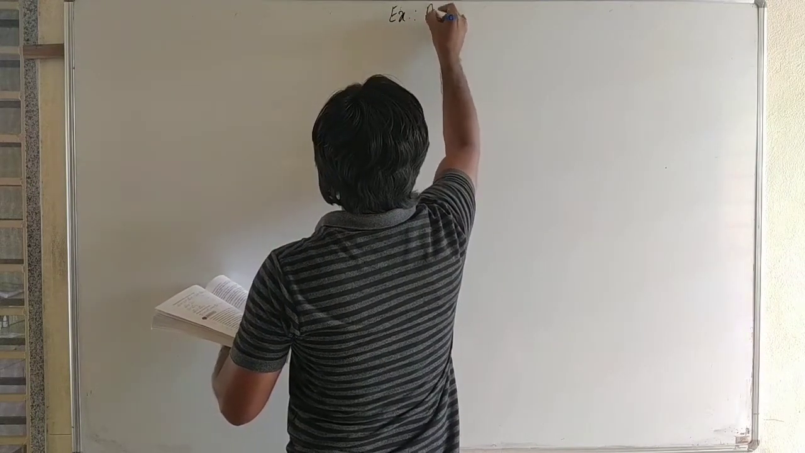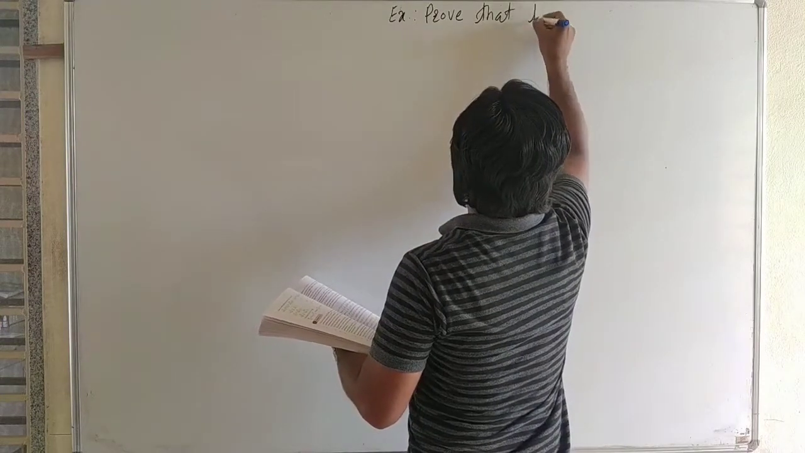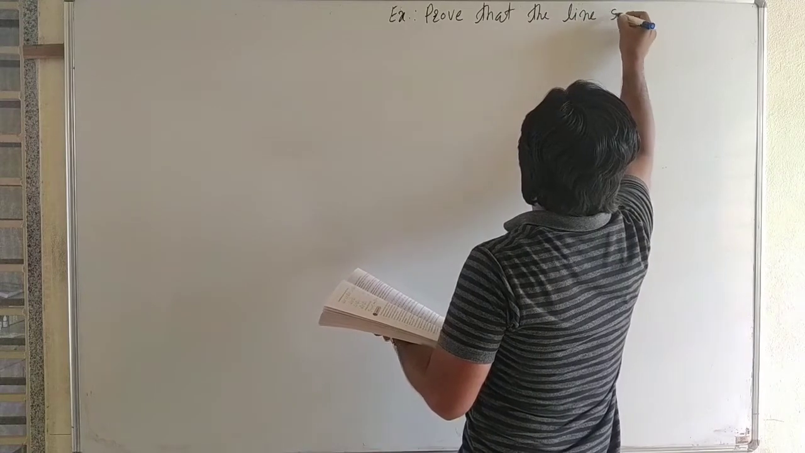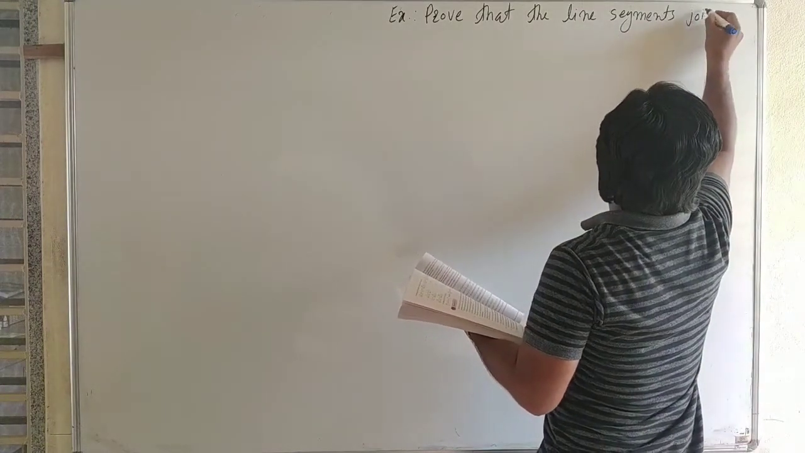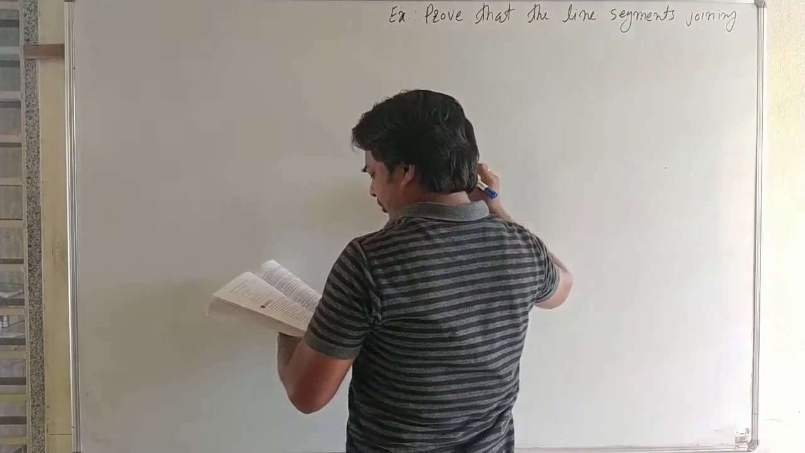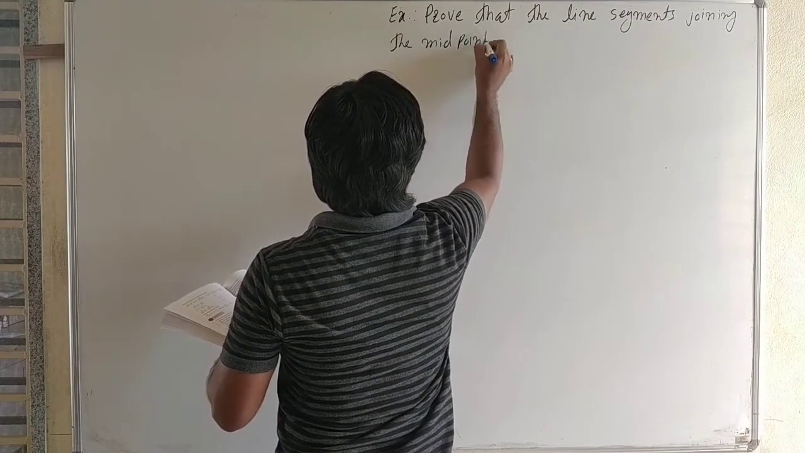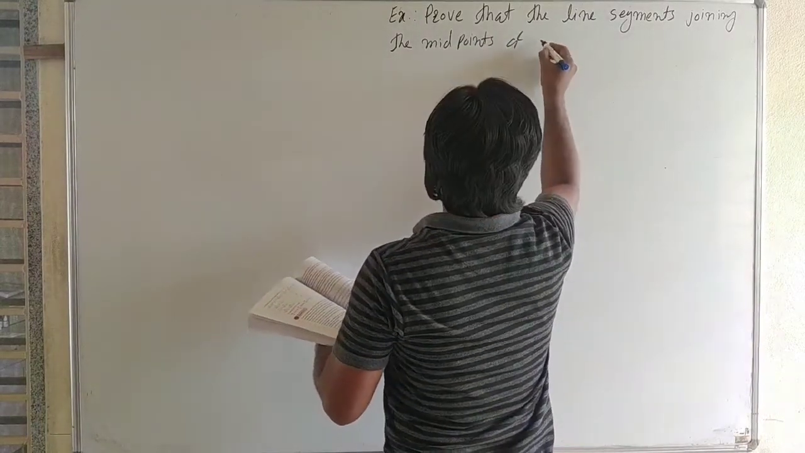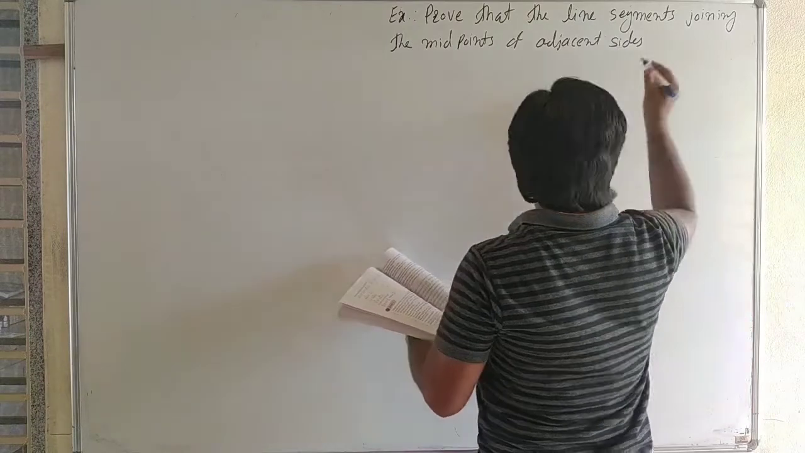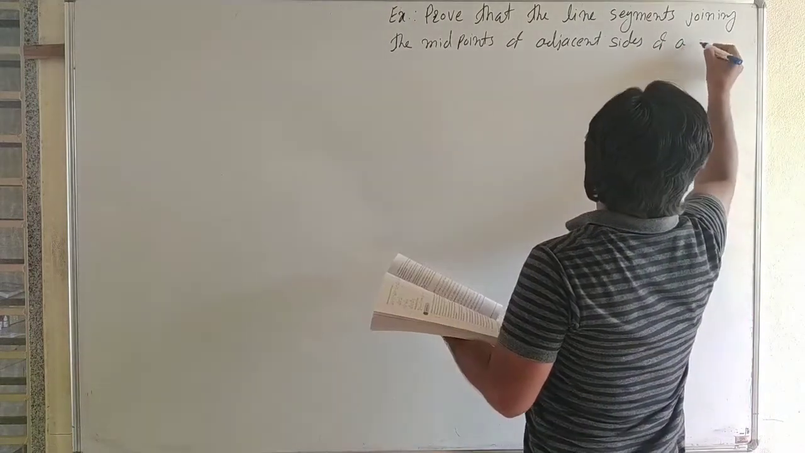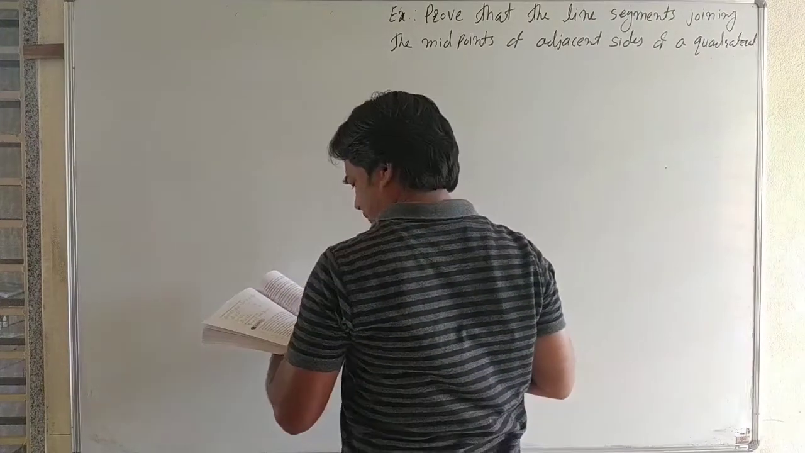Prove that the line segment joining the midpoints of adjacent sides of a quadrilateral form a parallelogram.